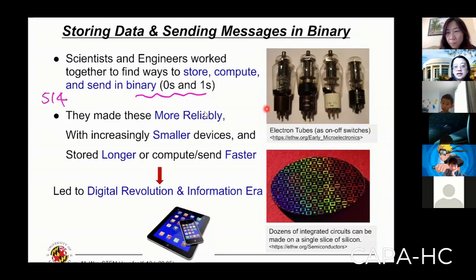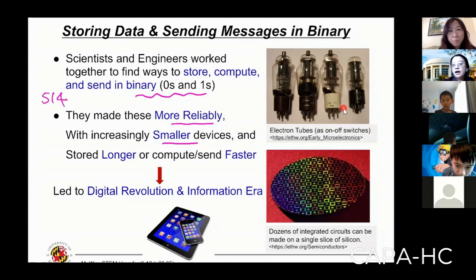And then further, over the years, scientists and engineers worked together. They made this computation and storage more reliable, and also much smaller. You can see I have two pictures showing here. This one looks like a light bulb. These were called electron tubes, and decades ago, people would use these. This is kind of a switch. We talk about binary: you can turn on the light bulb or turn it off. So this is actually an on-off switch.